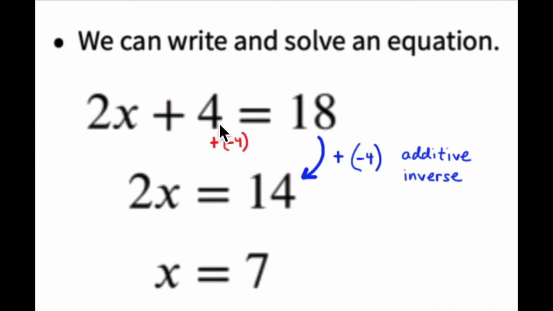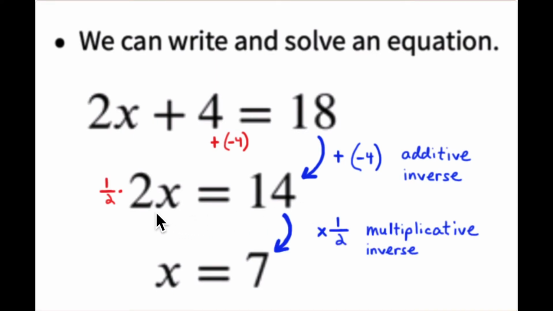An additive inverse means that a number plus its additive inverse equals 0. So this becomes 0, and that's the identity property of addition. So 2x plus 0 is 2x. So now you have 2x is equal to 14. So you're adding the additive inverse to get rid of that 4, and then you're going to multiply by the multiplicative inverse of 2, which is 1/2, to get rid of this 2.